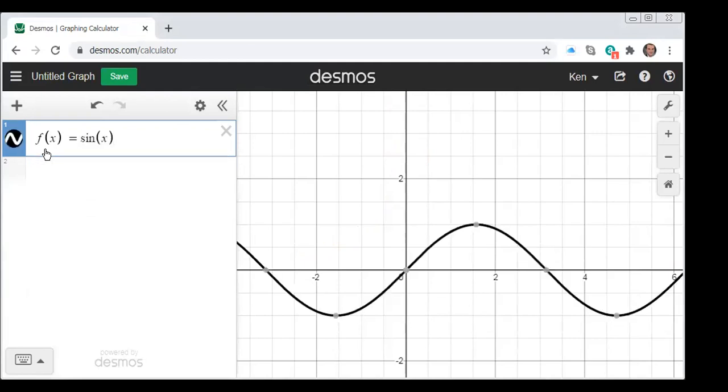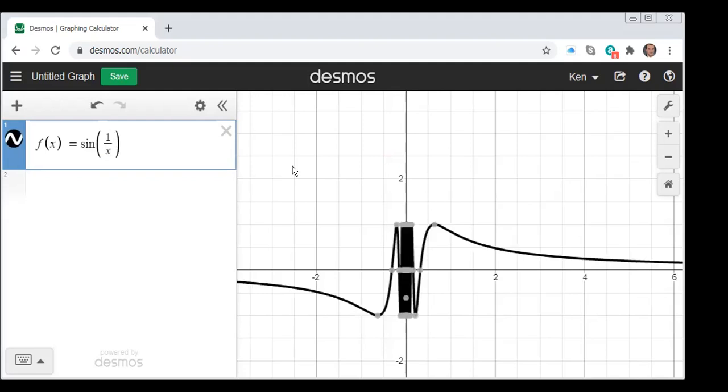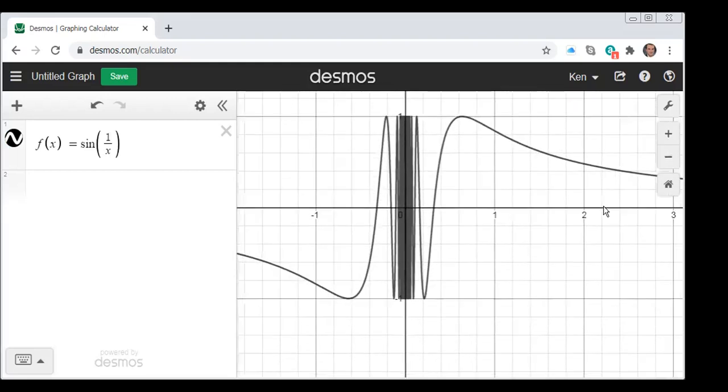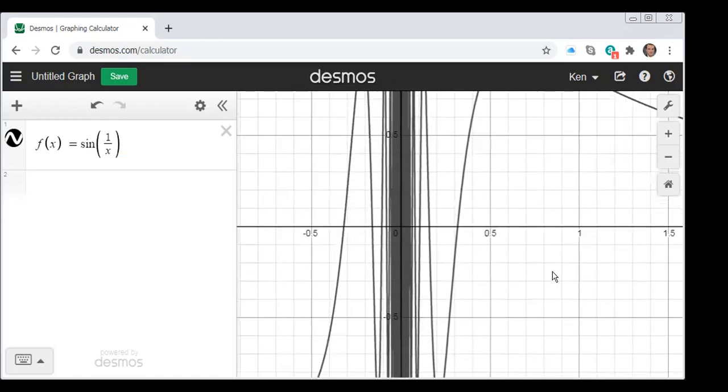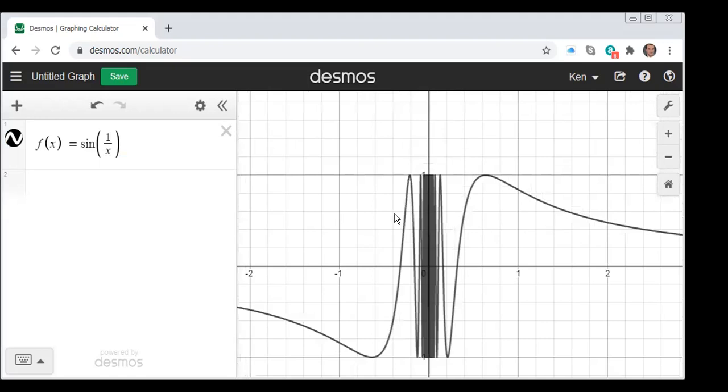Start with sine of x. So there's the graph of sine of x. Then do something like sine of 1 over x. And zoom in. It almost looked like it's fully colored in, but what's happening is when you do sine of 1 over x, all those oscillations are kind of compressed.